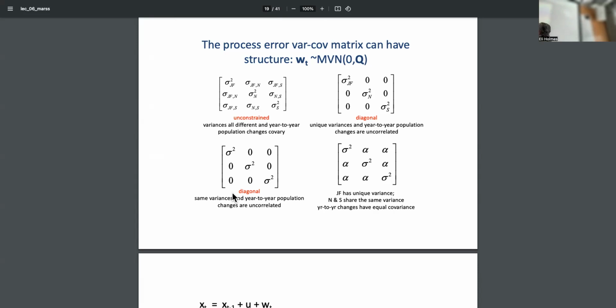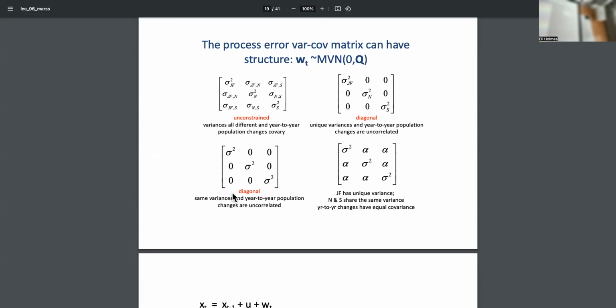Now let's go to this one. So this one we're allowing correlation, but we're imposing some constraints on that. We're saying, okay, they are correlated, but the variance is the same and the correlation is the same. So we're allowing some correlation, but we're only estimating two variance parameters, which is going to be really helpful because it's hard to estimate these.